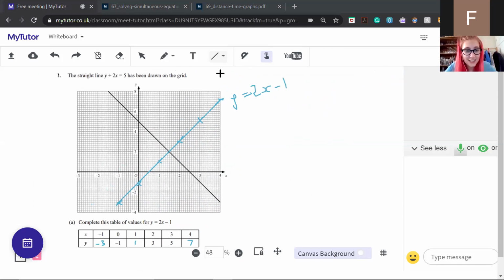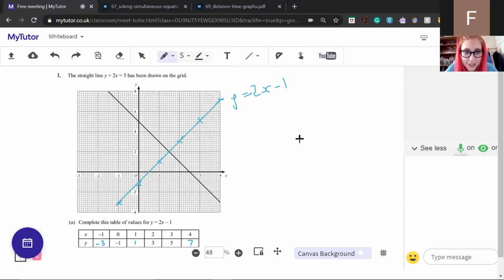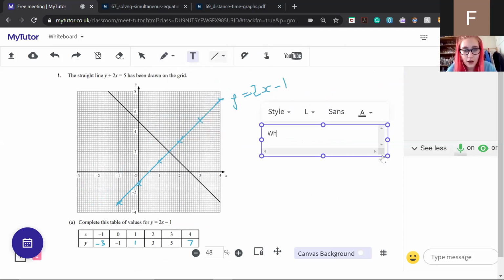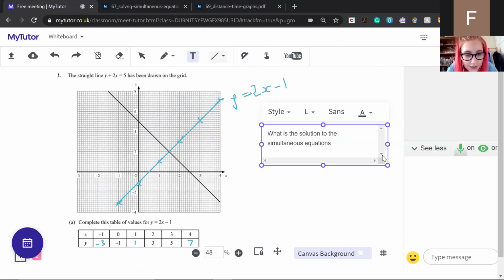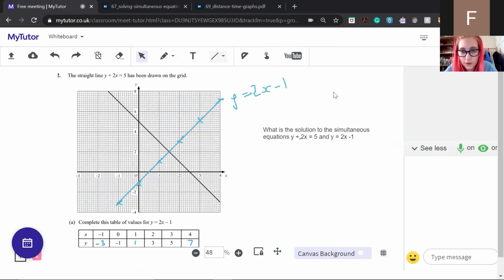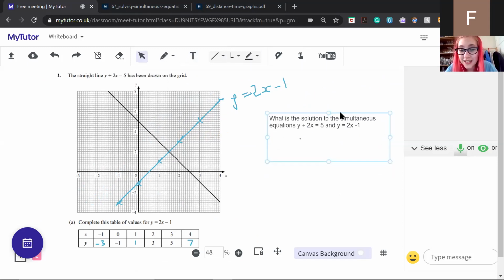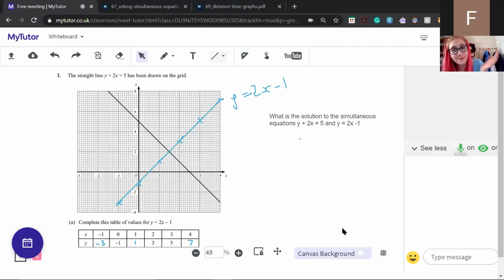The next question, which again I didn't paste on, will be: what is the solution to the simultaneous equations y plus 2x equals 5 and y equals 2x minus 1? I guess it's kind of predictable, if you've been made to draw two lines that quite clearly intersect, then it's probably going to be solving them. I'll explain this again, hopefully a little bit more slowly and clearly.